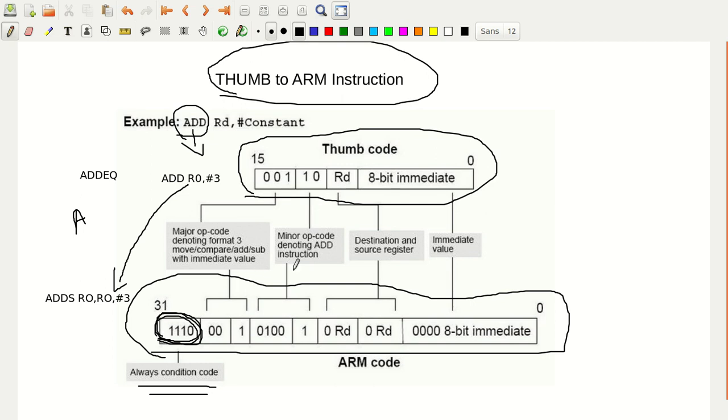Now observe, as this is ADD, what kind of instruction is it? It is a data processing instruction. That's why you have 00 here. What are we using here? It's an immediate value. That's why I is equal to 1 here. I means immediate value. And 0100 is the opcode of ADD. Why is this 1 here? That is because of the S, the updating of the status flags.